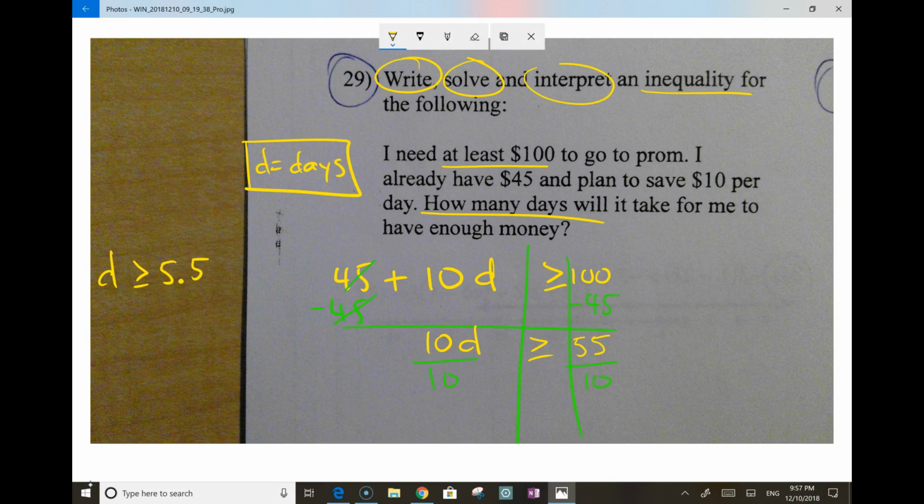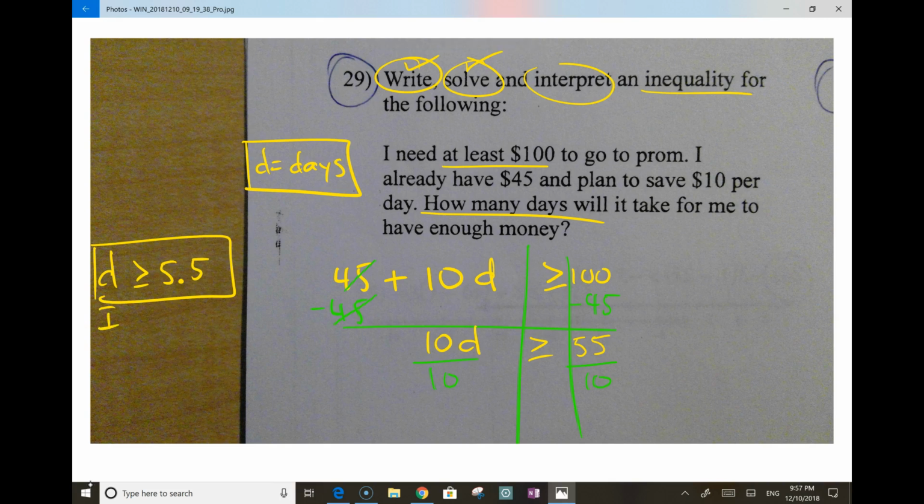Now, I need to make sense of this, right? So we have to now interpret. We wrote, we solved, and now we have to interpret the meaning of our answer. The focus question was, how many days will it take for me to have enough money to go to the prom? So if we're talking about days, 5.5 means 5.5 days.